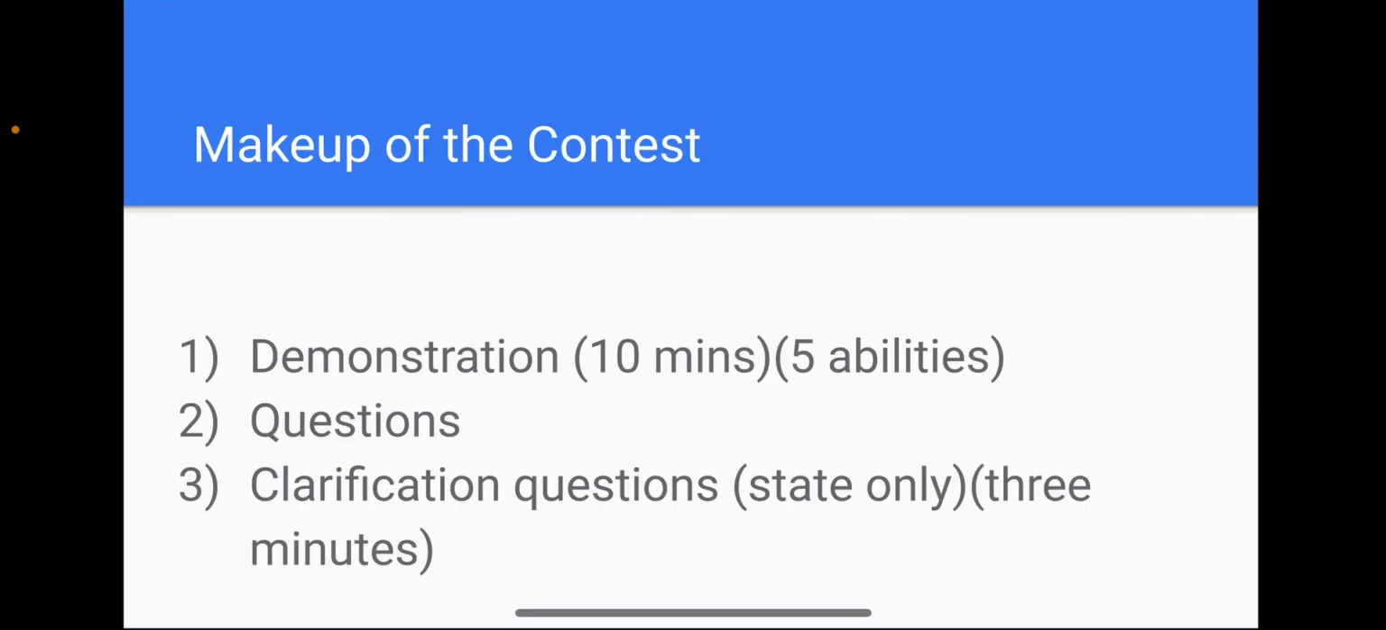Alright, makeup of a contest. Like I said, 10-minute demonstration, you have 5 abilities. Then you have questions. There's a sheet you can find on the Iowa FFA website that has all the questions on it, so you just need to study those and know those. Clarification questions. This is state only, so you don't have to worry about this till state, but it's 3 minutes, and basically they can just ask you questions about the demonstration. For my team, it was basically just more questions about parli pro. It wasn't specifically about the demonstration, it was just about the abilities we had.